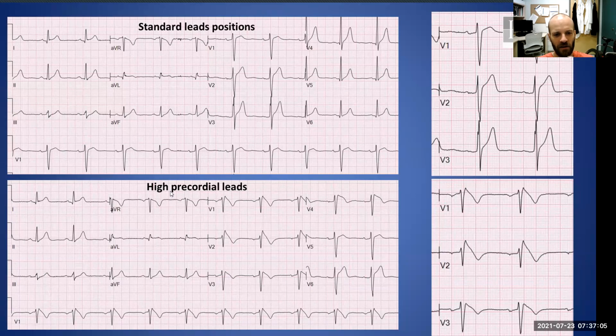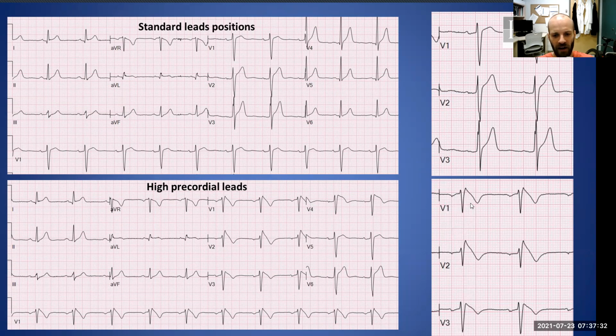However, if we elevate the positions of those precordial leads and we put them in the high positions, we can then quite clearly see in the same patient that suddenly a type 1 Brugada pattern is now evident, and this is diagnostic of a type 1 Brugada pattern, and in the right context is diagnostic of Brugada syndrome.